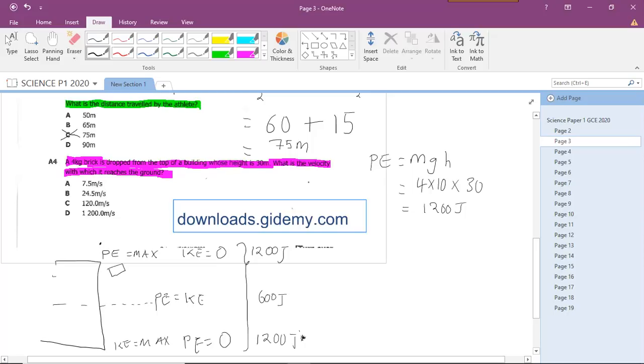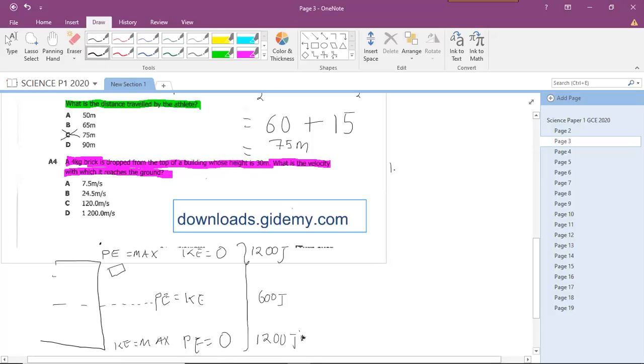What is the velocity with which it reaches the ground? So with which it reaches the ground, it's using what type of energy? Kinetic energy. So we're going to say kinetic energy is equal to half mv squared. Know this formula. Let me rub the top part so that I can calculate properly, so that you see the flow properly of how the answer is going to flow once we start substituting.